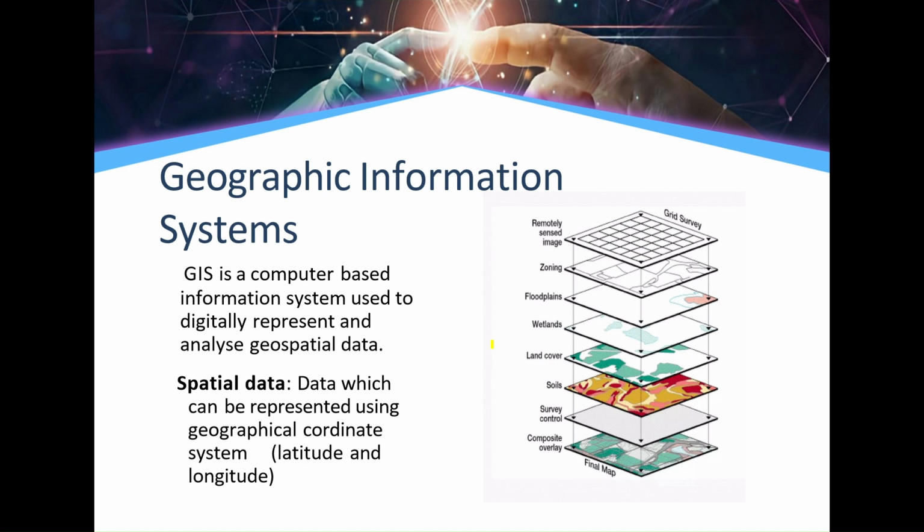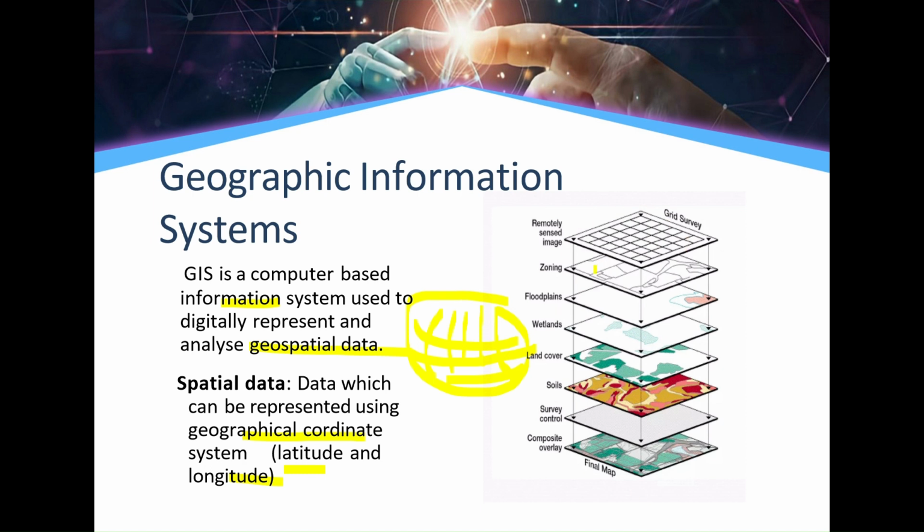GIS is a computer-based information system that analyzes and visualizes geospatial data. What does geospatial mean? Data which can be represented using a geographical coordinate system, that is, latitudes and longitudes. I hope latitudes and longitudes are clear to you. These are the longitudes on the Earth's surface, and these are the latitudes. These are all imaginary lines on the Earth's surface for its better representation. It combines maps and data to study patterns.